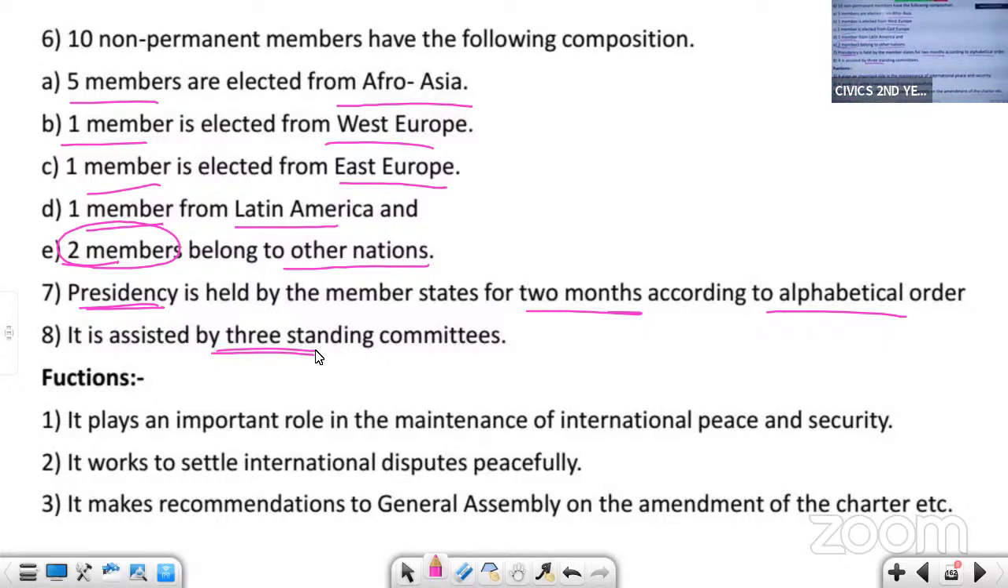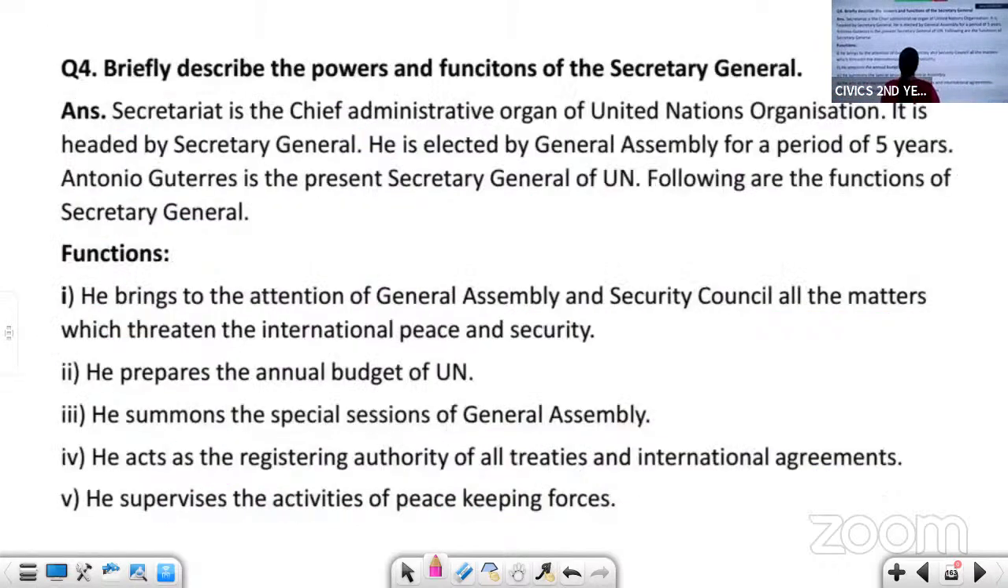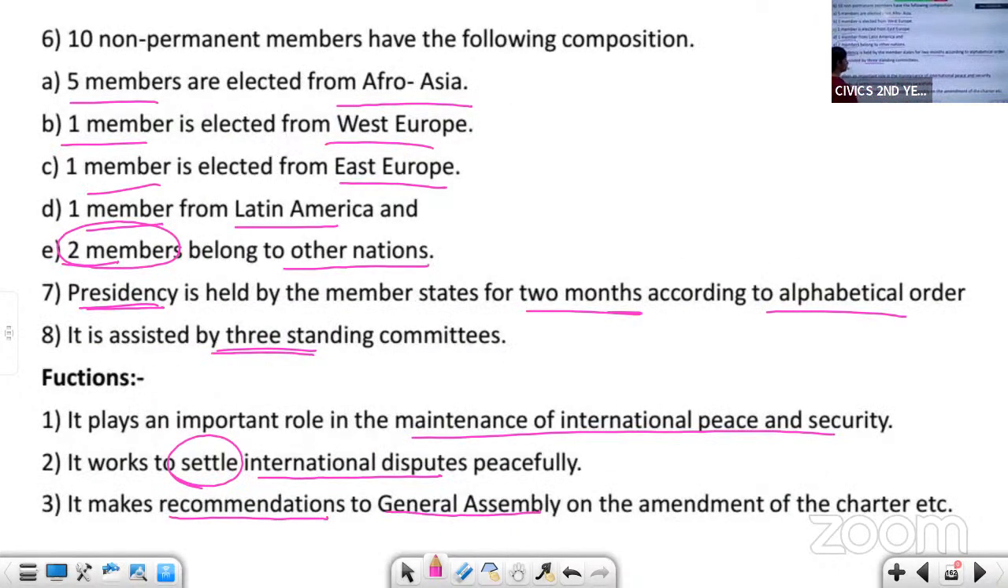So the main function of Security Council is maintenance of international peace and security, to settle the international disputes peacefully, and to recommend General Assembly for the amendment of the Charter of UNO. So it's a very simple answer. Okay. We'll move to the next question.